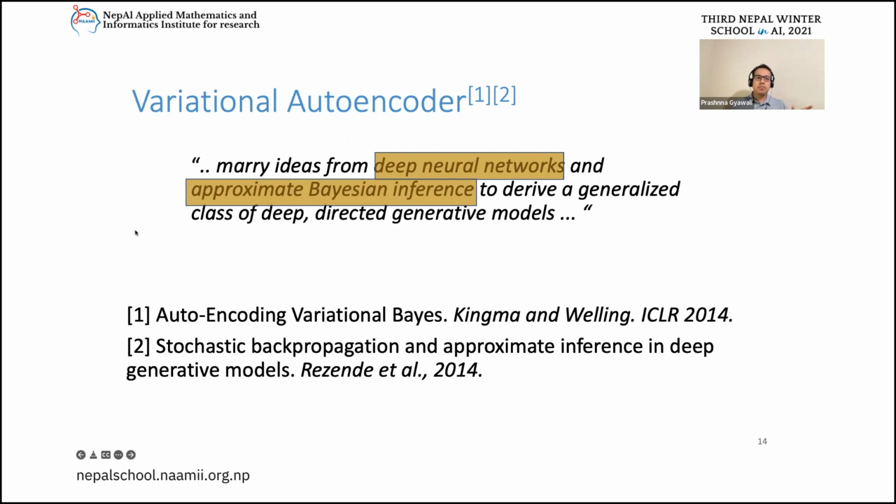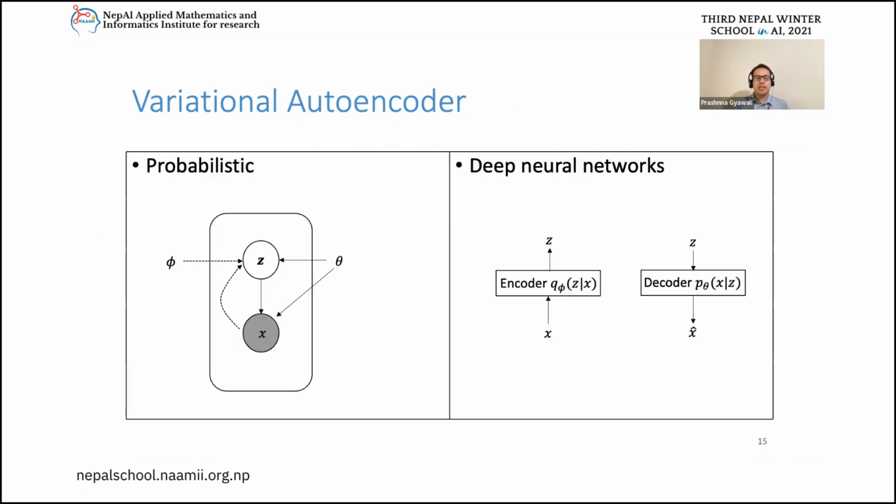So for the deep neural network, you can understand the concept of autoencoders that we discussed in the earlier portion of our lecture, and the approximate Bayesian inference would be the ideas from the variational inference. As I just said, for the perspective of variational autoencoder, I would like you to try to get it from both sides, that is the probabilistic and deep neural networks. From the probabilistic perspective, it's a generative model where we want to generate X from some latent variable Z, and at the same time, we do inference from X to Z.